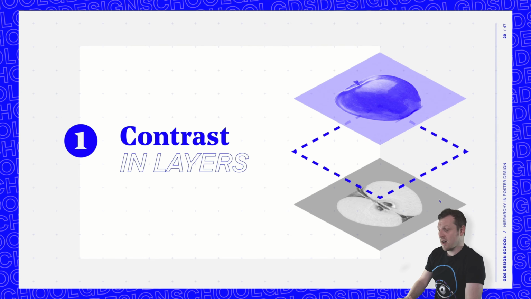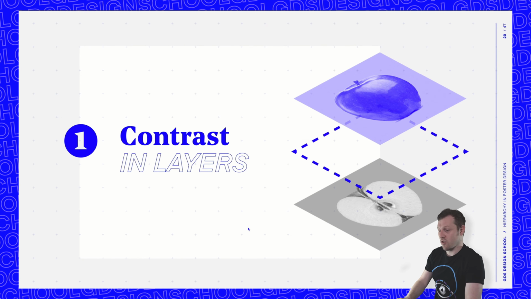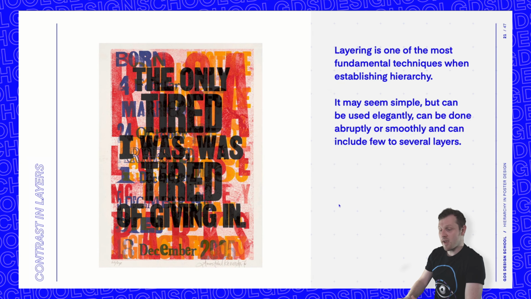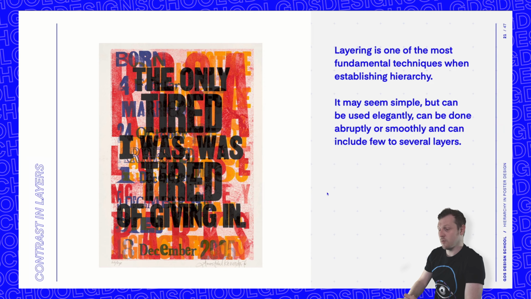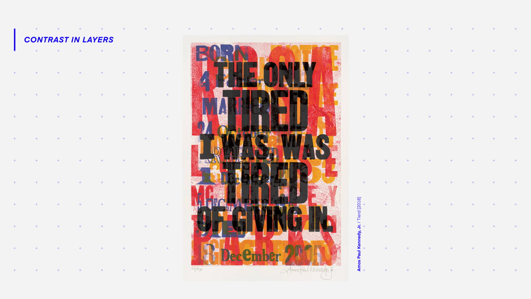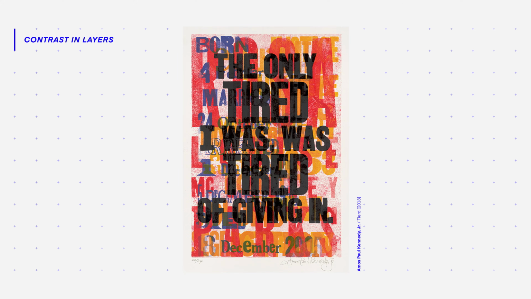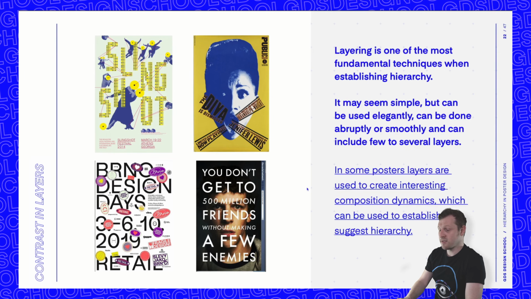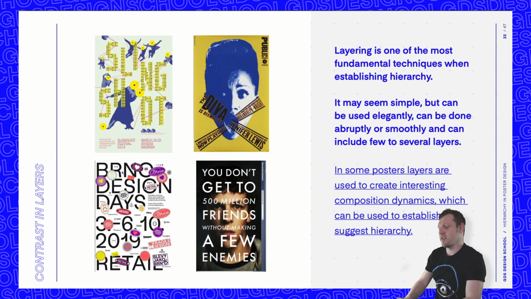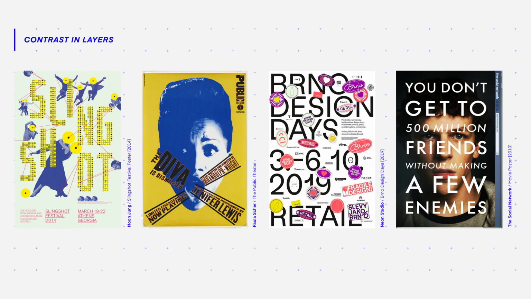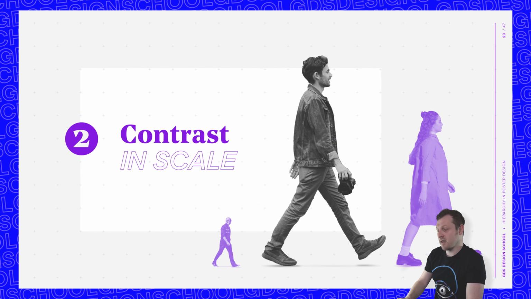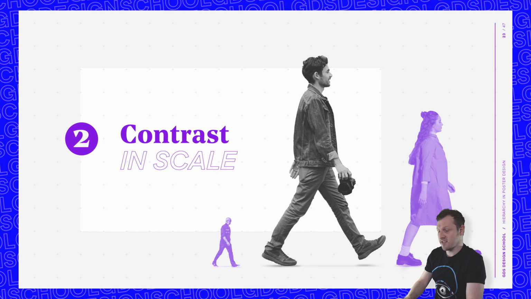The first way hierarchy can be achieved is contrast in layers. Now, layering is one of the most fundamental techniques when establishing hierarchy. It may seem simple, but can be used elegantly, can be done abruptly or smoothly, and can include few to several layers. In some posters, layers are used to create interesting composition dynamics, which can be used to establish and suggest hierarchy.